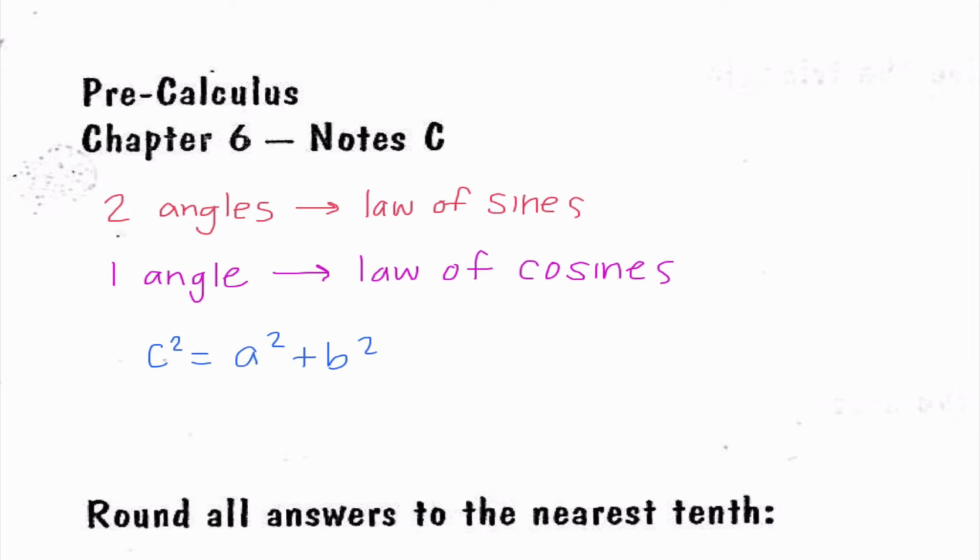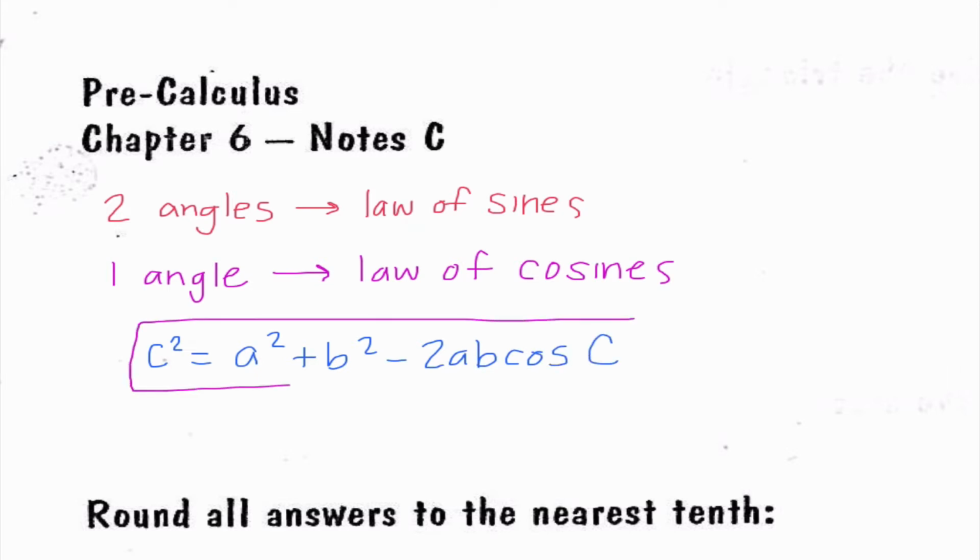that should look pretty familiar, minus 2ab cosine of angle C. Now, just like with law of sines, just because we're using side C and angle C, that doesn't mean we need to use those specific angle and side. What matters is that the angle and side are the same letter, that they are opposite from each other. So I'm going to just write that it should be the same.